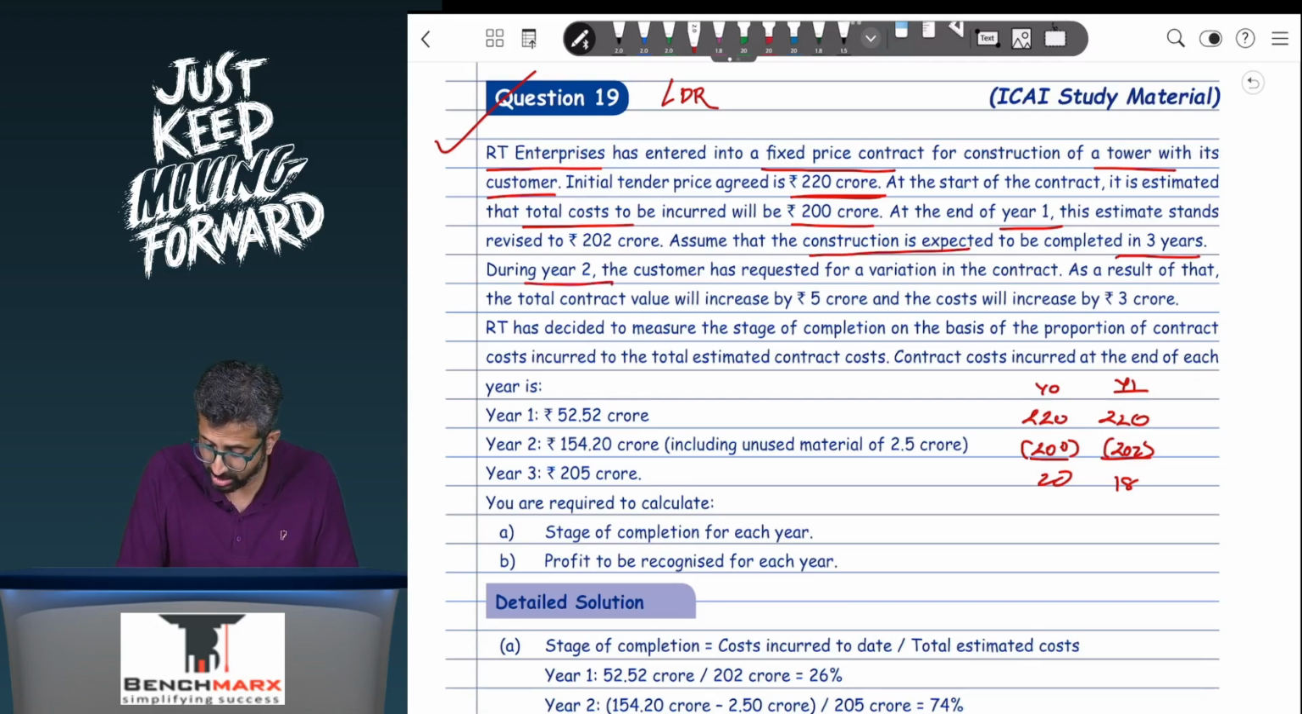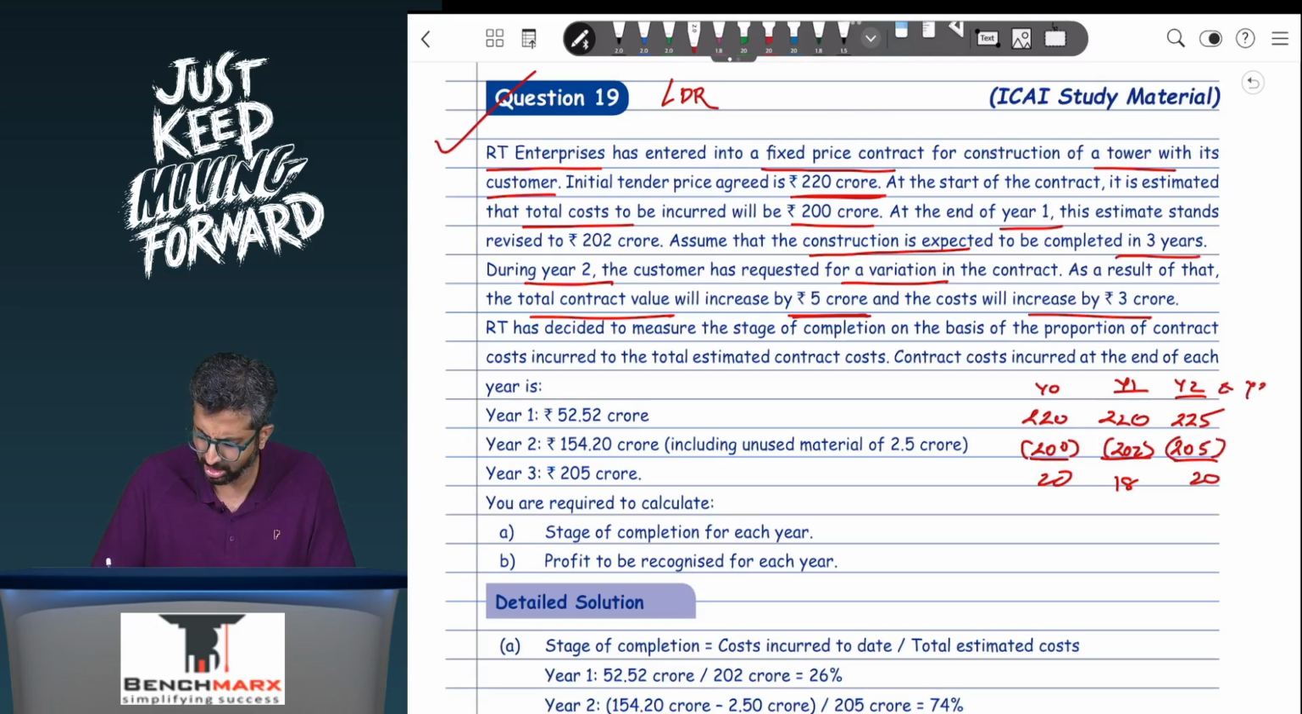During year 2, the customer requests a variation in the contract, and as a result, the total contract value increases by 5 crores and cost increases by 3 crores. So assuming that the variation is accepted, your total contract value increases by 5 crores. So this becomes 225 and cost increases by another 3 crores. So 202 plus 3 comes to 205. And hence the contract is still making a profit. If nothing is given, in year 3 as well this same condition prevails.